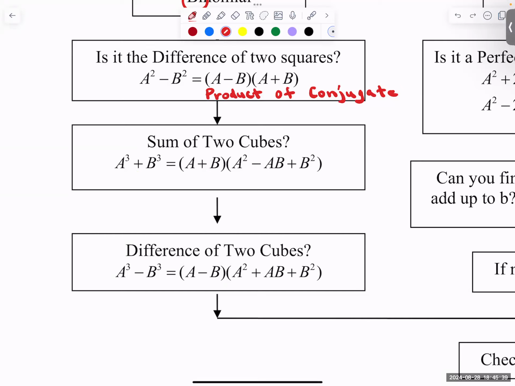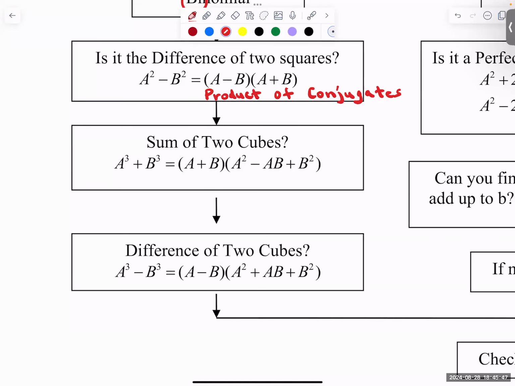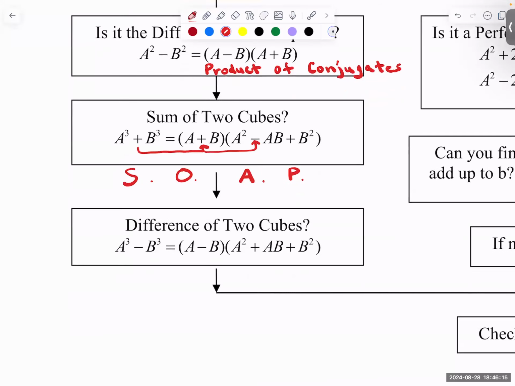So we're going to use S for same signs, plus to plus. The next sign is a minus. So we go from plus to minus. That's an opposite sign. So we use O for opposite. And the last sign is always a plus. So A for always and P for plus. And SOAP is an acronym and mnemonic or memory device to help remember this factoring formula.